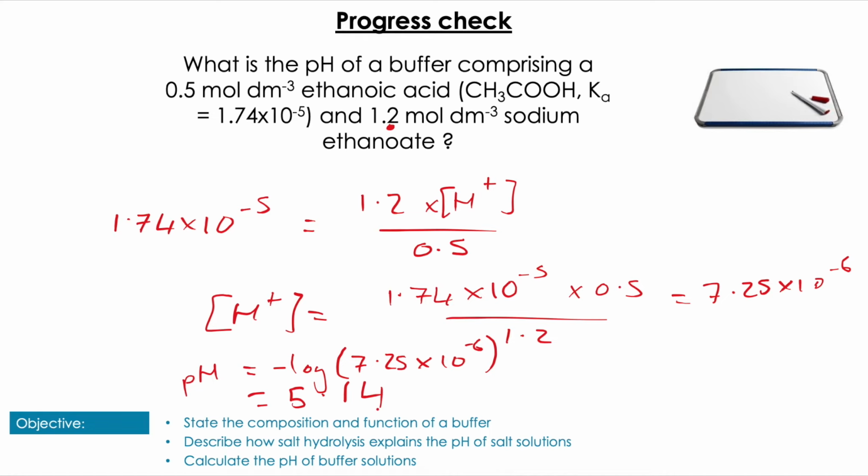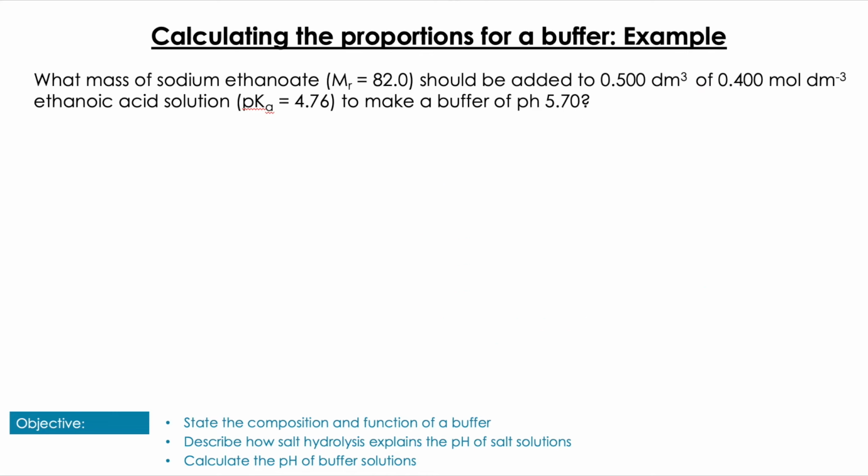Awesome. So in this situation, you've calculated what the pH of the buffer would be if you added these things together. However, what you often do if you're making a buffer is you want to know how much you need to add to make a pH. So that's why we're going to look now at calculating the proportions of a buffer. So here we're going to look at what mass of sodium ethanoate we need to add to a certain solution of ethanoic acid to make the pH 5.7.